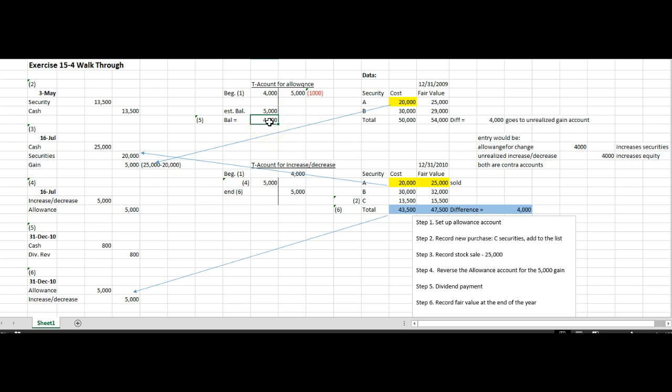So it means my balance in this allowance for change needs to be at $4,000. What is the entry I have to make that happen? Well, I need to do a $5,000 debit to the allowance and a $5,000 debit to the increase. That will bring this balance to $4,000, which matches this balance and reestablishes that account.